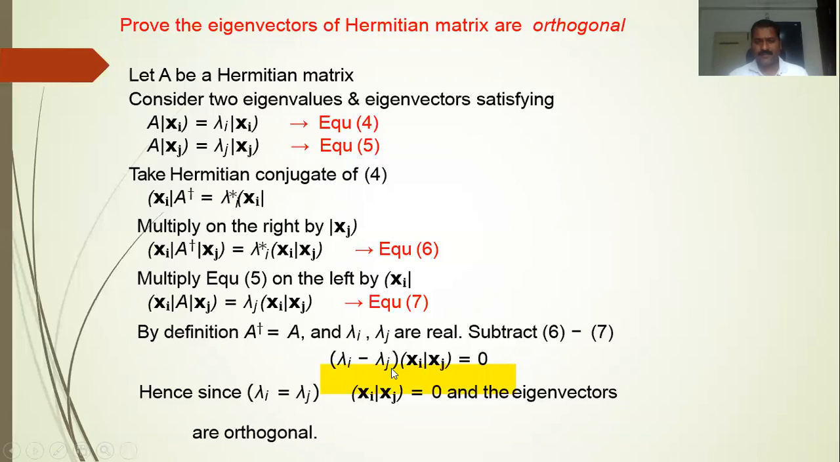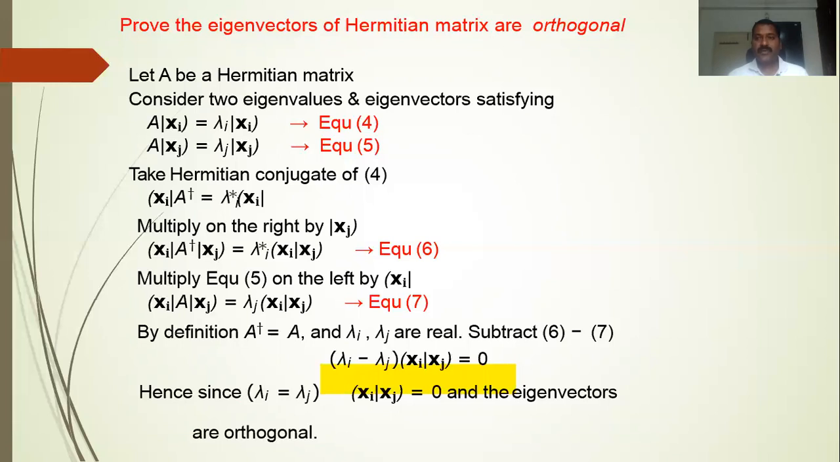Finally, you get this. Here the dot product of this should be 0, or λi minus λj should be 0. But λi minus λj cannot be 0 because λi and λj are distinct. So the dot product of xi and xj should be 0. Dot product is 0, meaning they are orthogonal. So xi and xj are orthogonal.